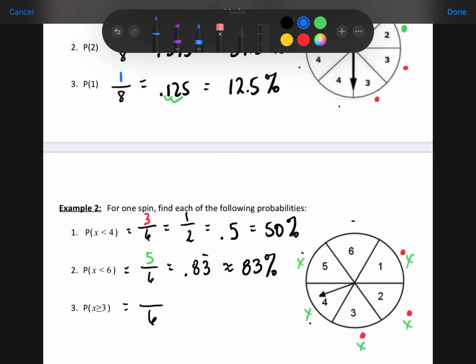And the last one, the probability of spinning greater than or equal to 3. I'm going to get rid of these just so it's less confusing. That means greater than or equal to 3. It could be equal to 3, and then anything greater. So it could be 4, 5, or 6. Can't be 1 or 2 because they're not greater than 3. So you're going to have to stop and think. Okay. So that is 4 out of 6, which reduces to 2/3, which is 0.66 repeating, which is approximately 67%.